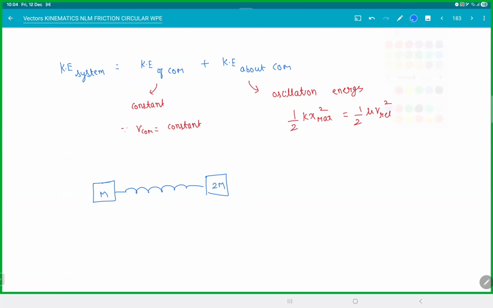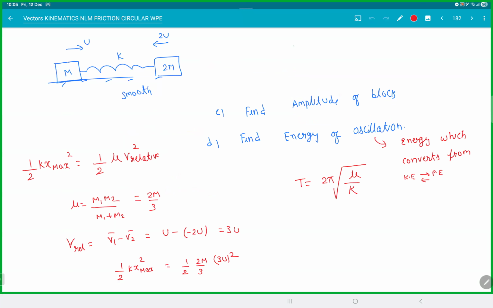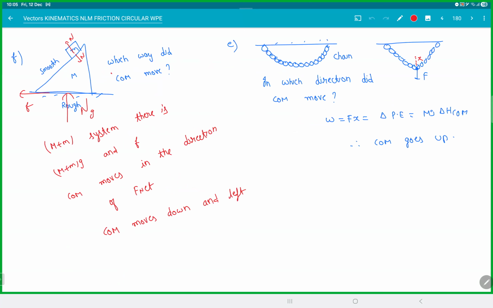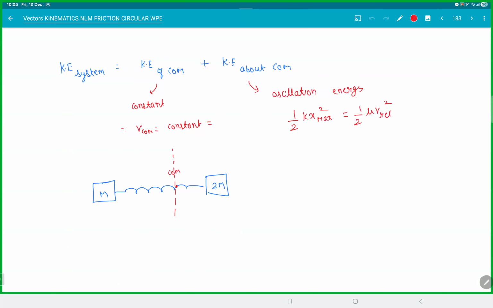If you go and stand on the center of mass, the center of mass will think this guy is oscillating with what speed? What is the center of mass speed? The velocity of center of mass will be 2mu minus mu by 3m, that is (4 minus 1) by 3 u backward. Velocity of center of mass is u backward. This is 2u and this is u.